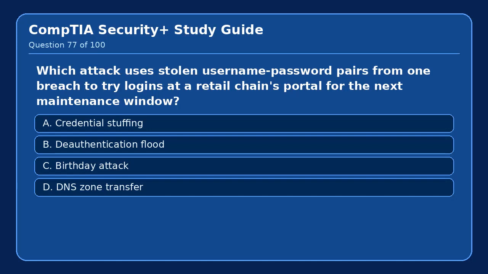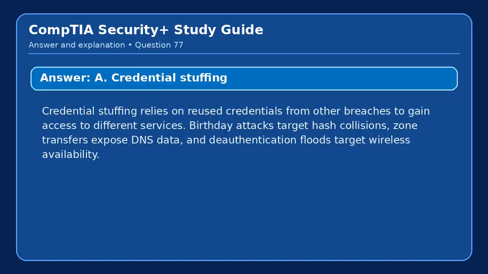Question 80. Which control most directly reduces risk from stolen passwords at an insurance firm's remote access portal after a recent audit finding? A. A larger wireless channel width, B. A public file share, C. Multi-factor authentication, D. Longer DHCP leases. Take a moment to choose your answer.